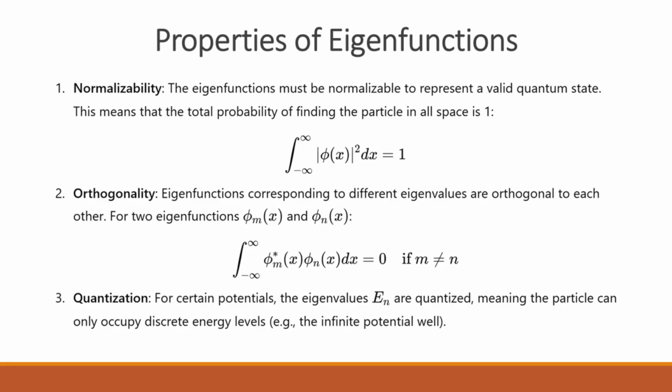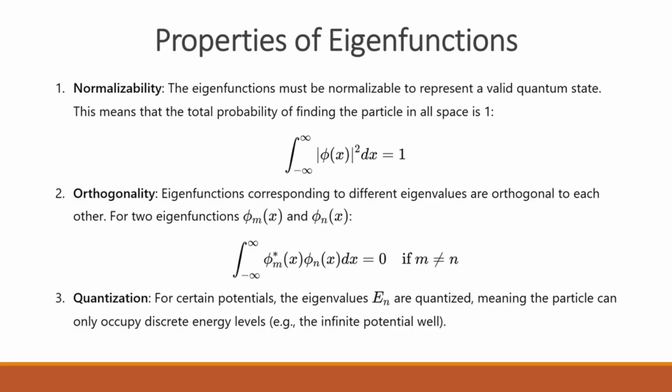Orthogonality. Eigenfunctions corresponding to different eigenvalues are orthogonal to each other. In other words, if you multiply one eigenfunction by the complex conjugate of another and integrate over all space, the result should be 0, ensuring no overlap between different quantum states.